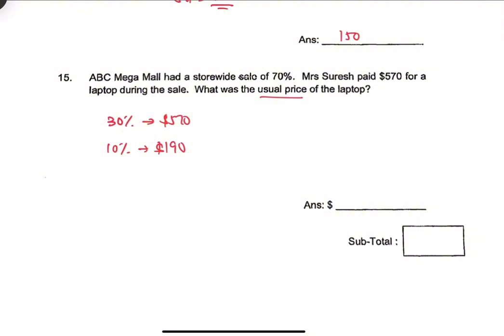But they want the usual price. The usual price is 100%, which means I times 10. That will give me $1,900. Okay, that's good. Let's go on to the next question.